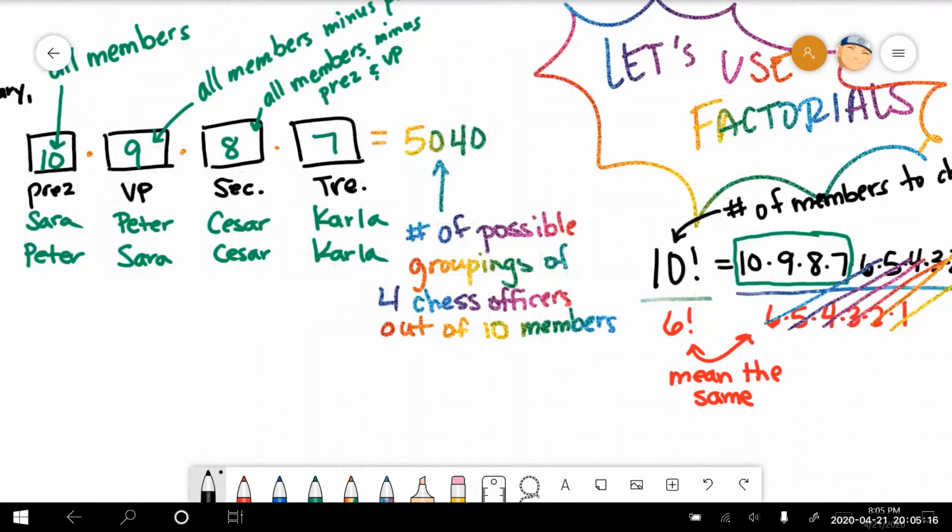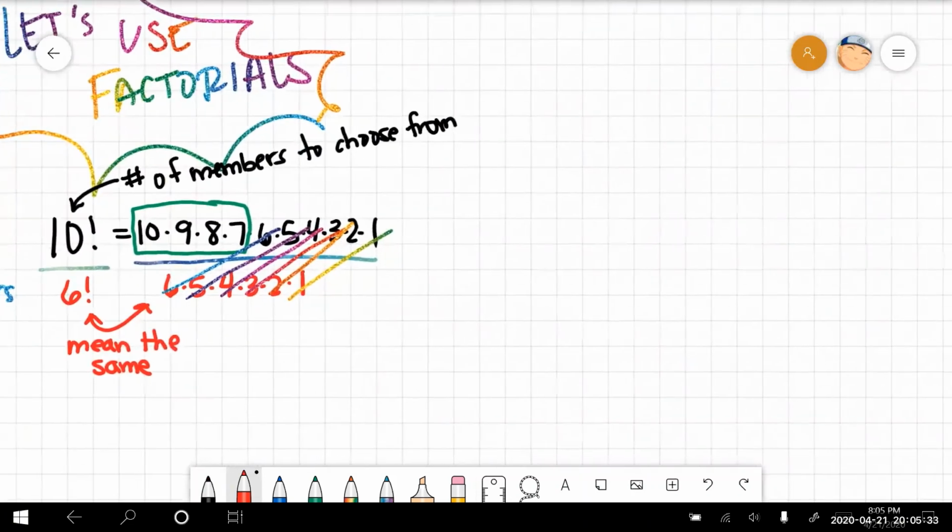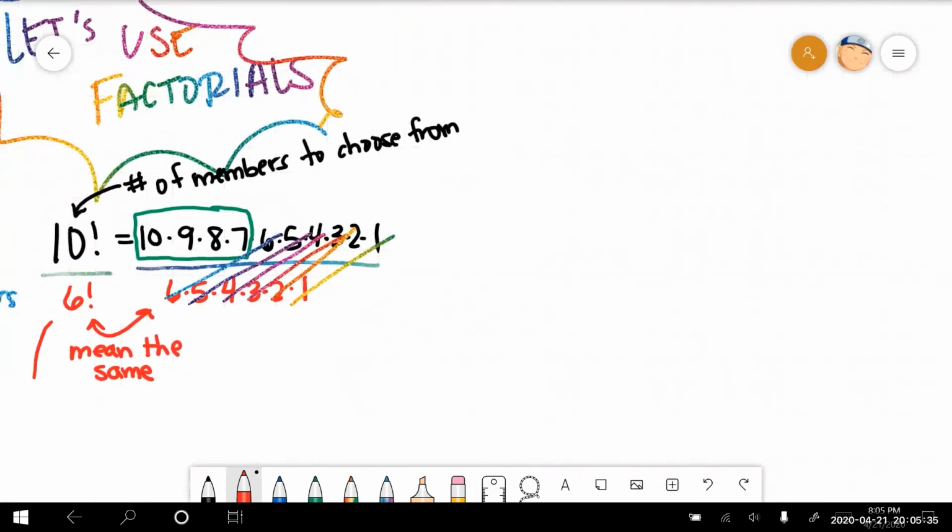If I've got 10, 9, 8, 7 as my options for president, vice president, secretary, and treasurer, how many members are left over to just be regular members? If you're saying 6 out loud, because I know you guys are answering my questions out loud at home, 6 is right there, the leftover. Okay, that sounds kind of mean, but I don't mean that in a negative way. I just mean the people who did not get chosen for office.